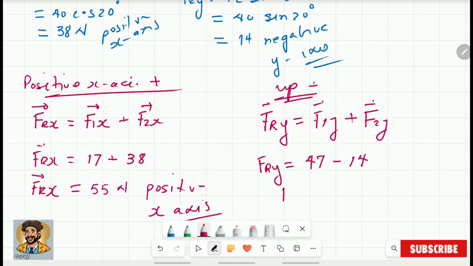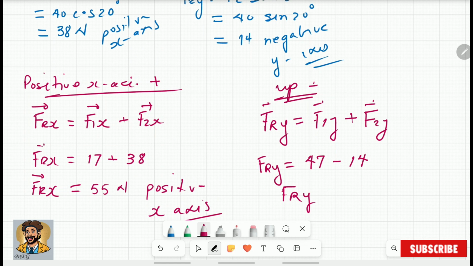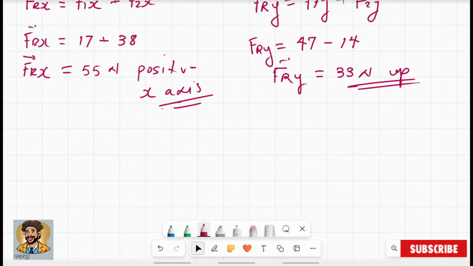How much is Fr in y? How much do you get? 33 Newton. In what direction? It's a positive answer, and I say positive is up. Can you see that? So I'm going to write here up, even though we're speaking about positive x and y. Do you understand?